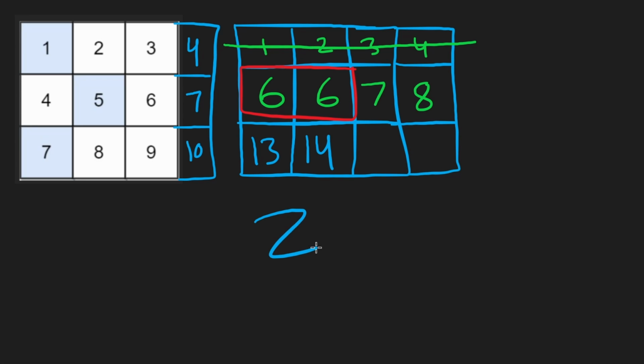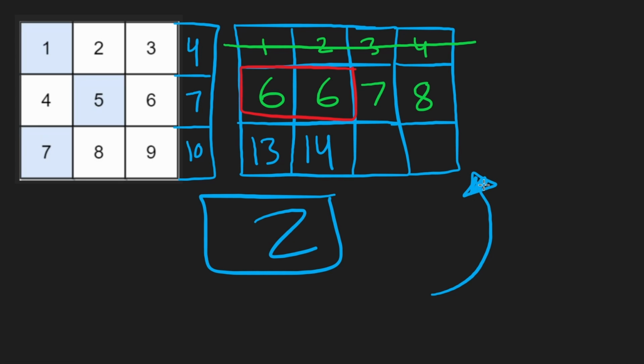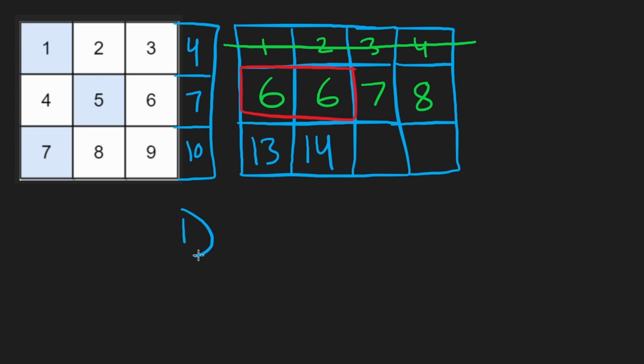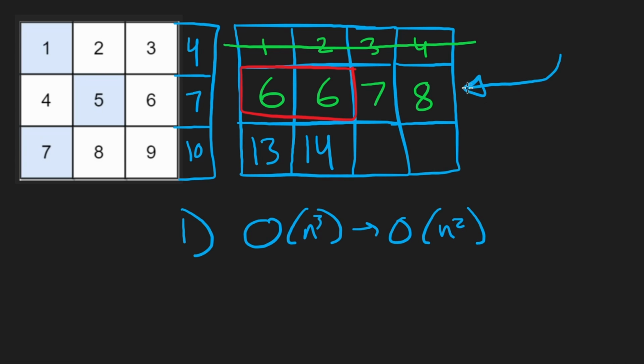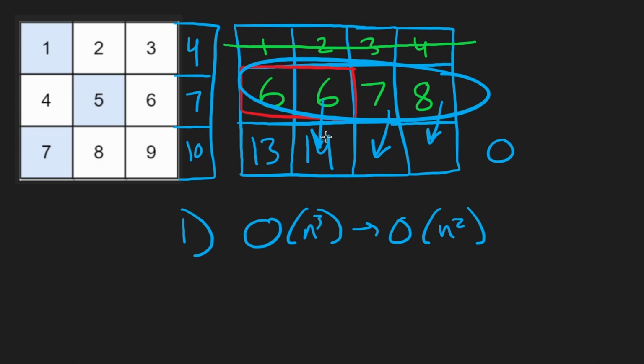Now, there's 2 important observations to make with this optimization. Once you realize that you only need to keep track of the 2 smallest values, there's still 2 more observations that we can make. One is that by doing this, we have improved the time complexity from n cubed to n squared. Why is that? Because we only go through each row once, find the 2 smallest, and then we can compute the next row in O of n time. We don't need to go through the entire row for every single value in every single row.